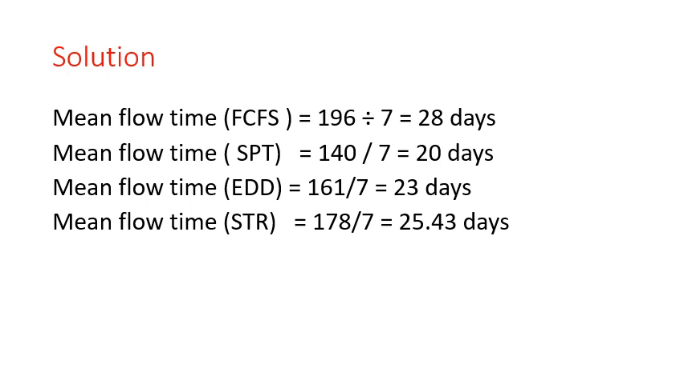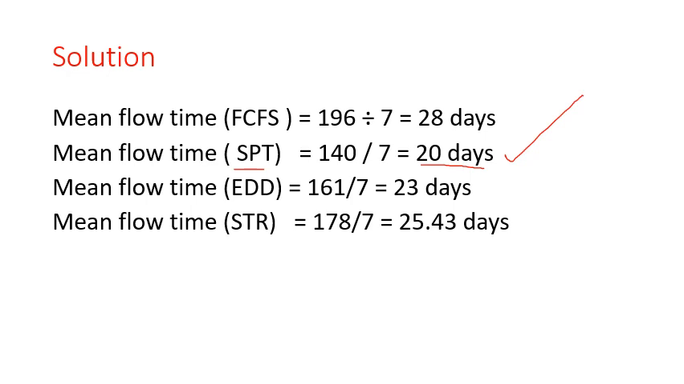Here is a summary of the mean flow times for the four rules. So FCFS 28, SPT 20, EDD 23 and STR 25.43. So based on this, if the company asks, in this problem it is not asked, but find out which one to select, obviously you will select the SPT rule, because it gives the minimum flow time of 20 days. That particular sequence which gives you the minimum flow time is usually preferred, because it gives the least mean flow time, correct? The least mean flow time.